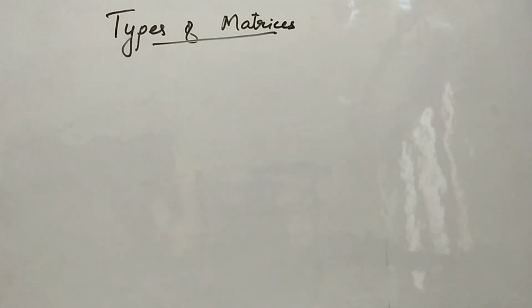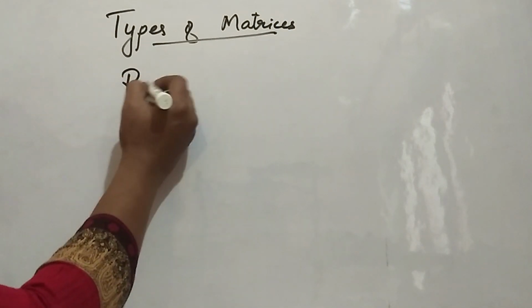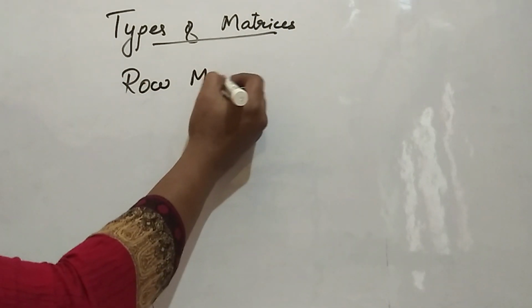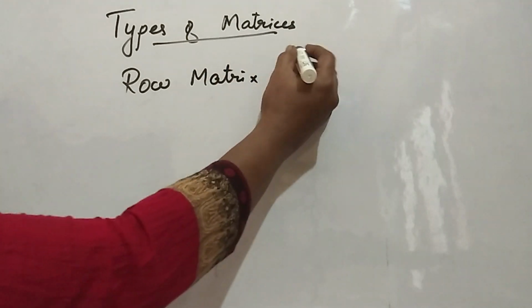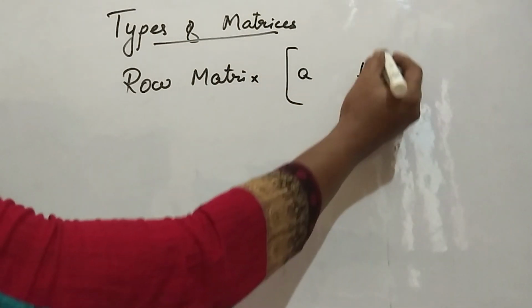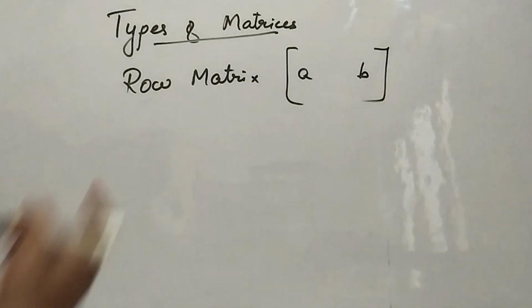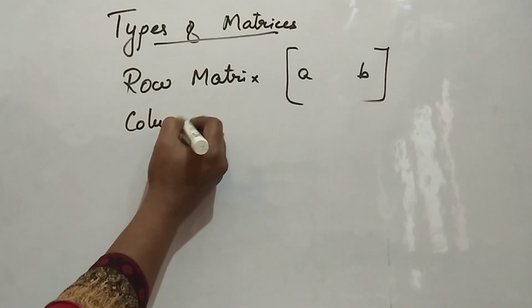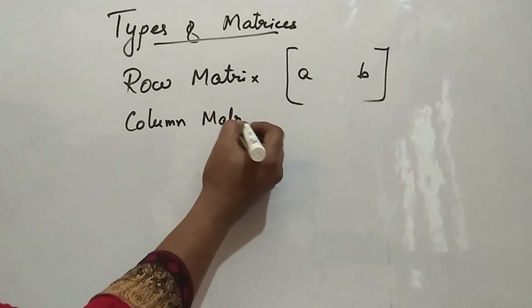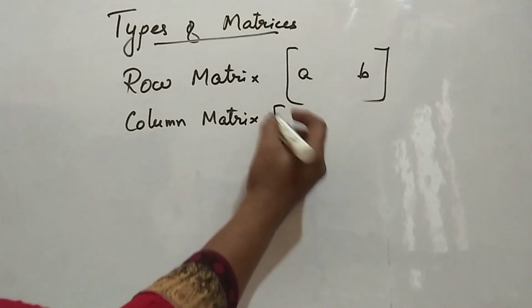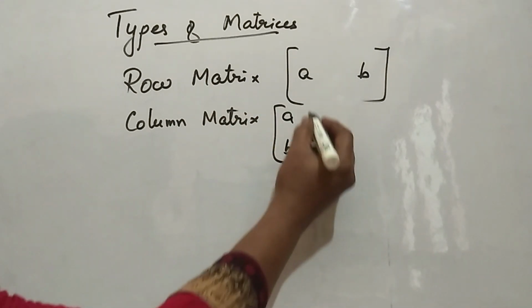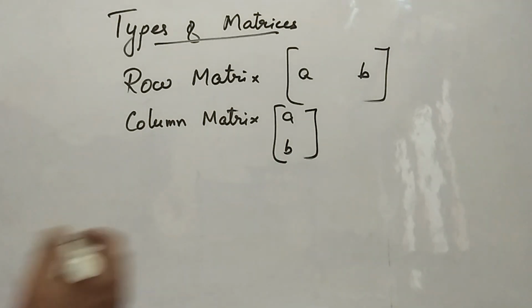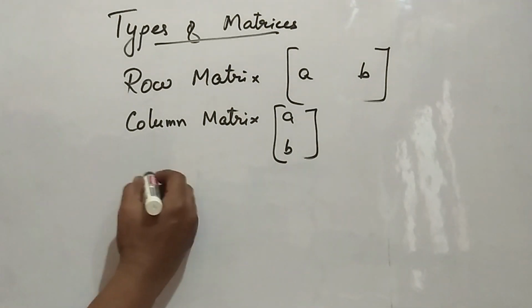Types of matrices. Row matrix: it has only one row. Column matrix: it has only one column. Then square matrix.